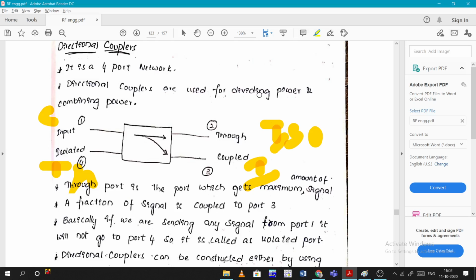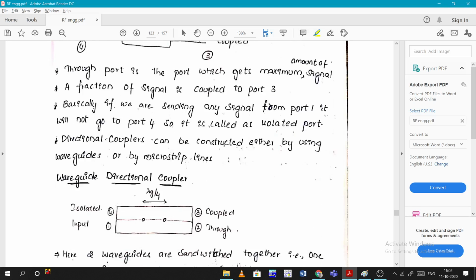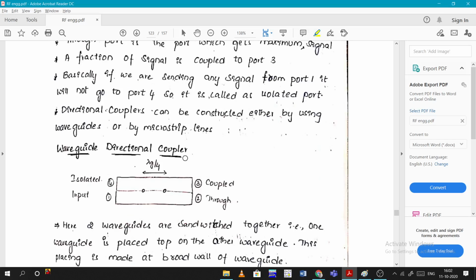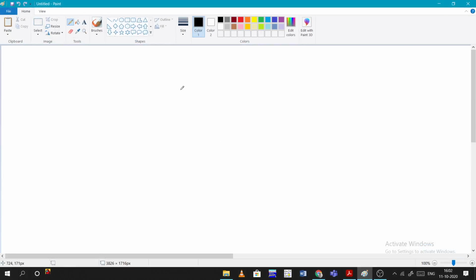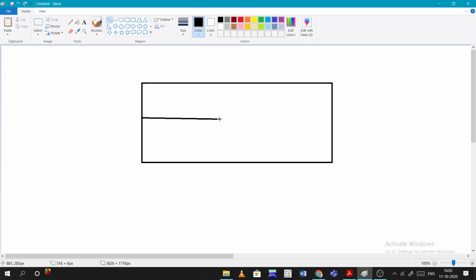So it will vary. Basically this is the general representation, and this arrow is the symbol of a directional coupler. Coming to the interior of this directional coupler, there are two holes. Let us take a box, and here I will take two lines. There is one line, one more line.